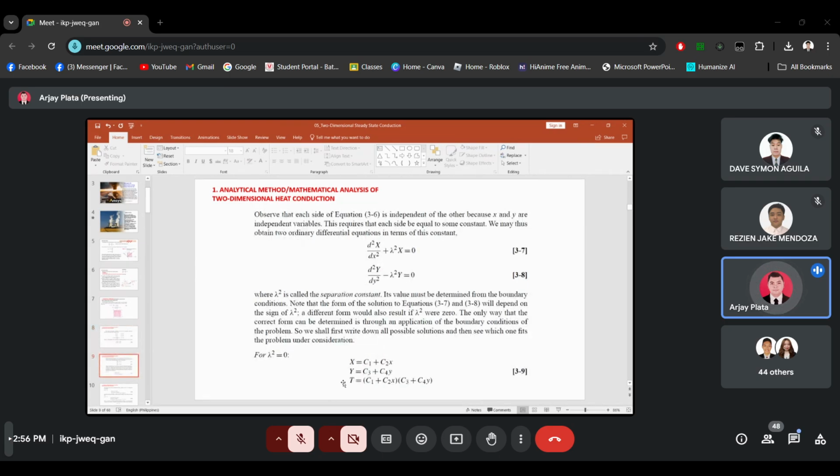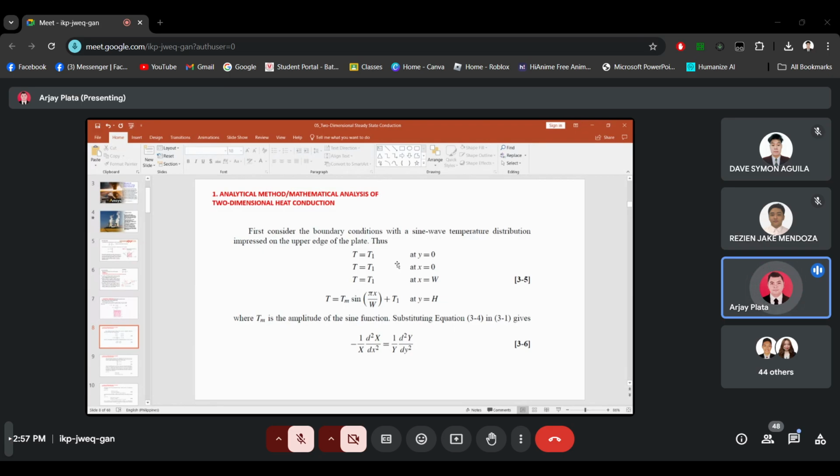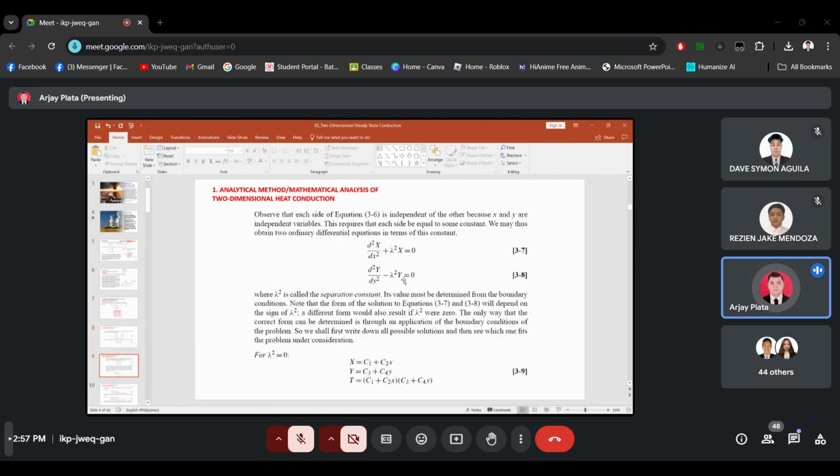Okay. So yeah, it's a very complex process, as I have said, because we have to use the Taylor series expansion to expand this equation. After substituting the equation 3-4 into 3-1, we will gain this equation 3-7 and 3-8. So here, we will have to expand this equation. So we have to provide a separation constant, which is lambda squared. So its value must be determined from the boundary conditions.